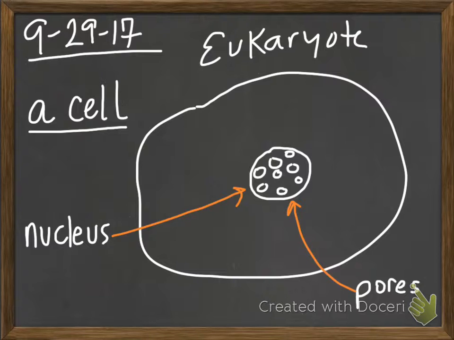So we're showing this membrane around it. There's a nucleus, and the nucleus has got little holes in it. It's got pores. What is a pore? Who here has seen a pore? Raise your hand if you've seen a pore.